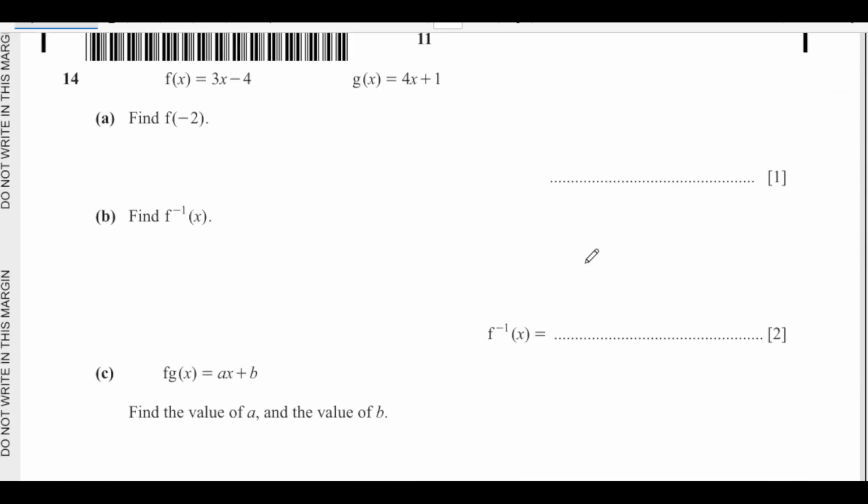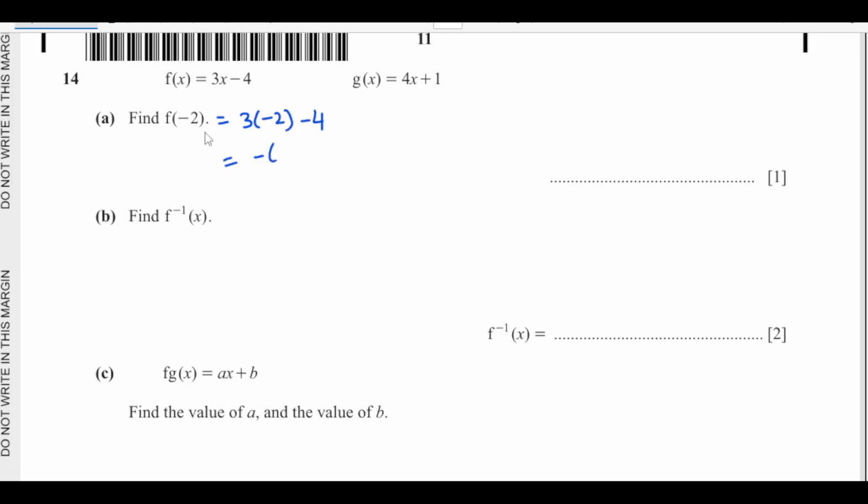Now number 14, we are given f(x), this question is from functions. So we have f(x) is 3x minus 4, this is g(x), find f(-2). We are just going to replace x by negative 2.